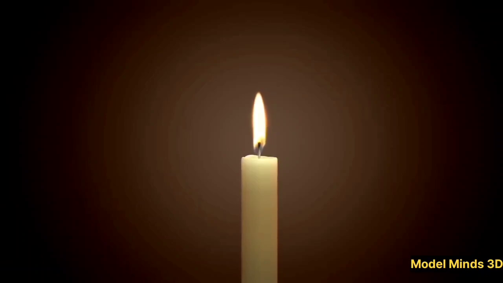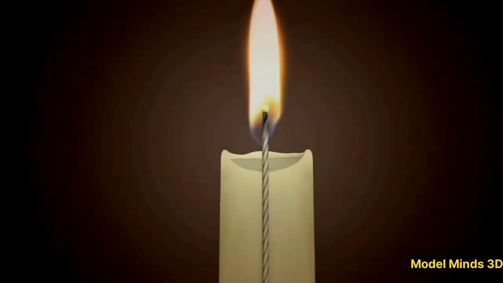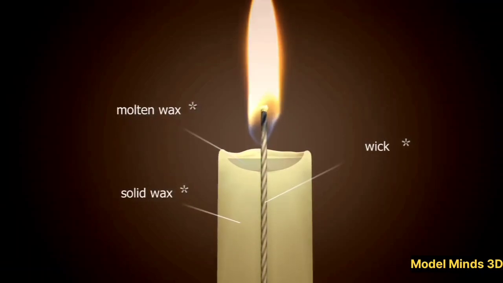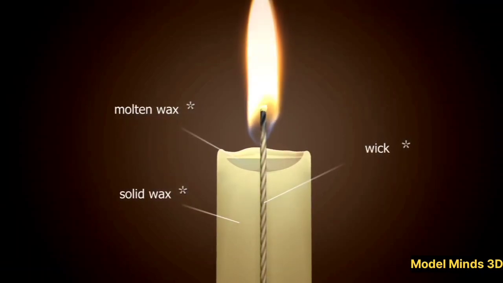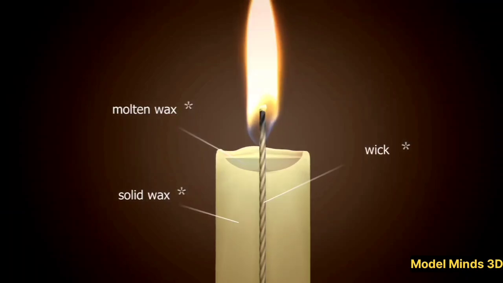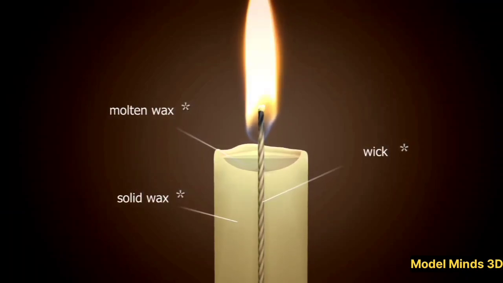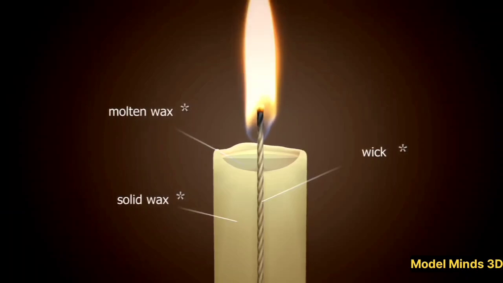Let's start by breaking down the components of a candle. A candle consists of three main parts. The wick, usually made of braided cotton, which acts as a fuel delivery system. The wax, which serves as the fuel for the flame. And the flame, the visible result of the burning process. Together, these components create the mesmerizing glow of a candle.